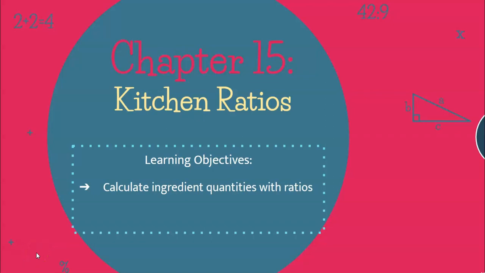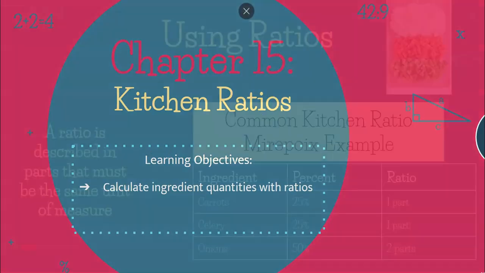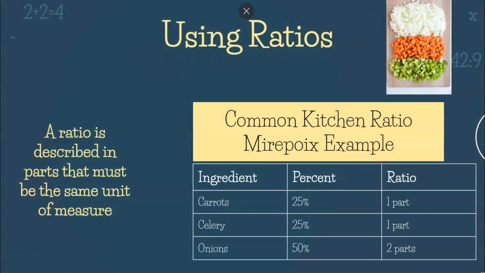All right, so we have made it to our last and final chapter of culinary math, which is kitchen ratios. In this unit, you're going to learn how to calculate ingredient quantities using a ratio. A ratio is 3 parts per 1 part. There are different scenarios, but it will make more sense as we start going through. So how are you going to use these ratios?